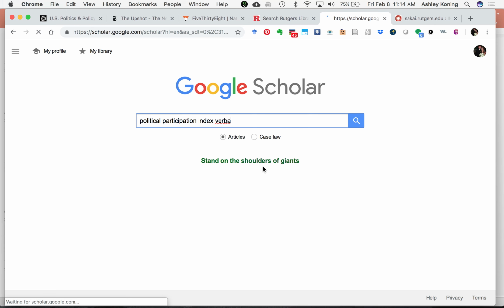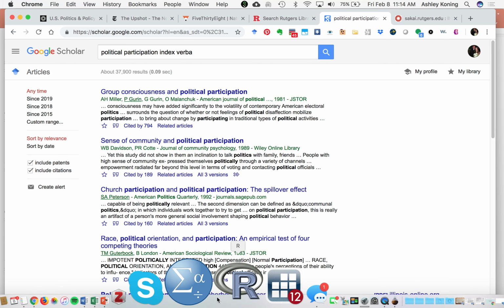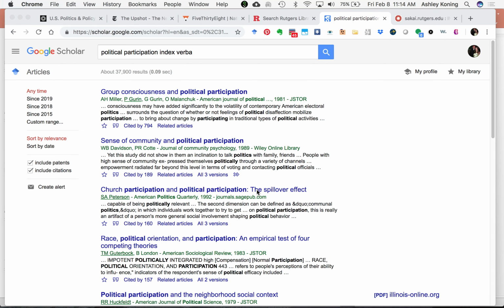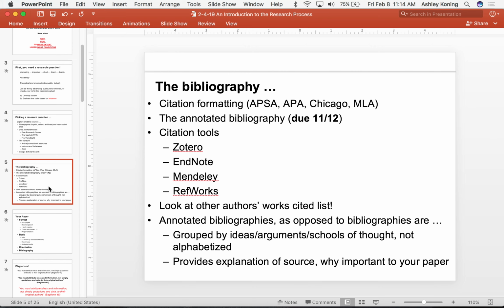And then it'll come up with any scholarly articles on Google that are related to political participation. So these are all great resources to go to when you need to pick a research question, and then when you want to actually research for your lit review for your research paper.